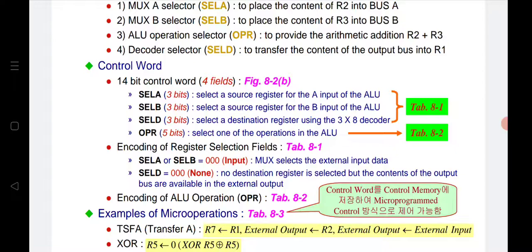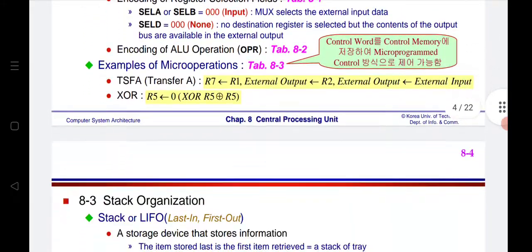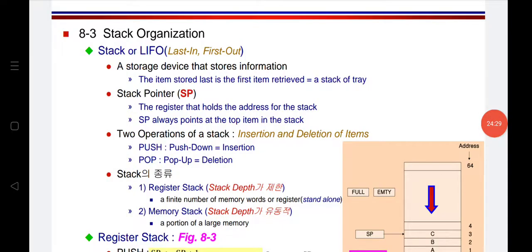Now encoding of ALU operation is done by using the OPR. So this is nothing but your control word register. Whatever we have discussed is nothing but your control word and register organization, the general register set. Next comes your stack organization.